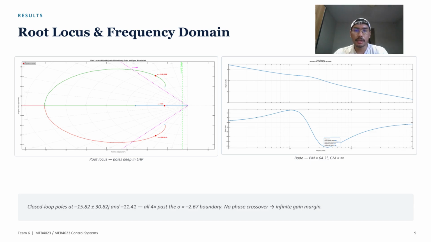On the frequency side, our phase margin comes out to 64.3 degrees, comfortably above both the 50-degree requirement and our own 55-degree target. And the gain margin is effectively infinite because the phase curve never reaches minus 180 degrees at all.